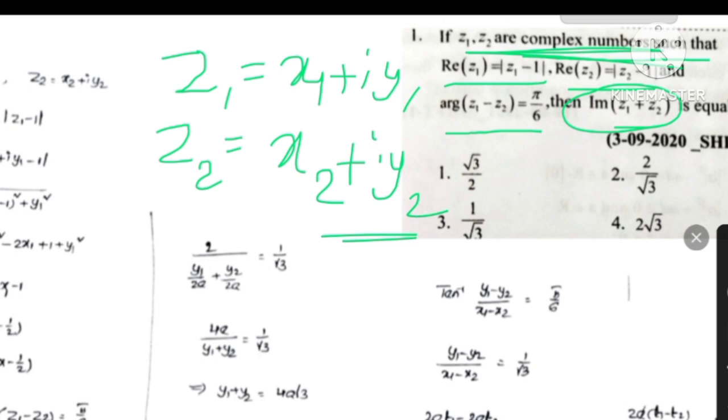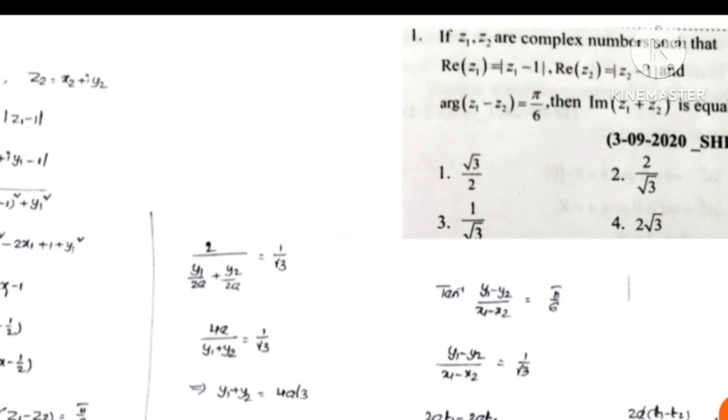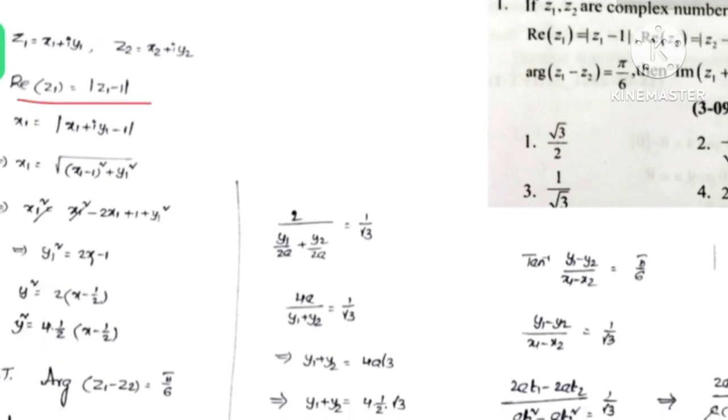And what is the second condition given here? Real part of Z1 is equal to mod Z1 minus 1. Okay, here take the condition. What is Z1? x1 plus iy1. Then what is the real part value in this complex number? x1. x1 is the real part.